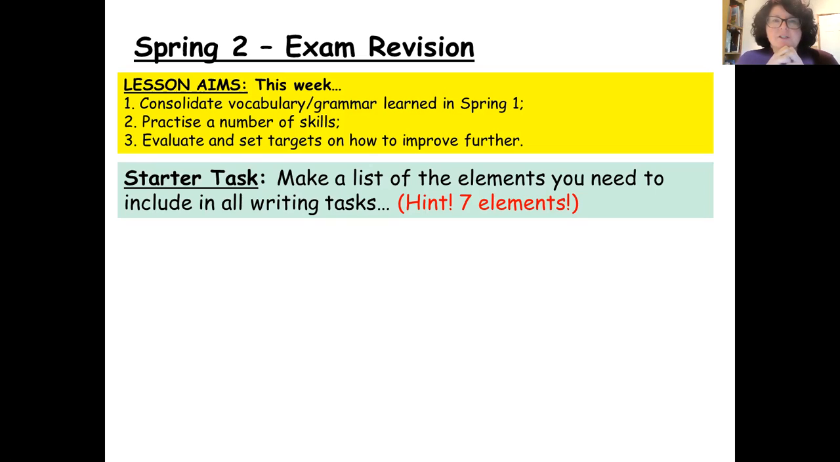So to start with, I want you to write out a list of the elements that you need to include in your writing tasks, okay? So there's 7, I've written down that there's 7 things that you need to include, okay? So bitte 2 Minuten, don't take longer than 2 minutes for this, please. Just write down as much as you can in 2 Minuten. Okay, pause the video while you're doing that task.